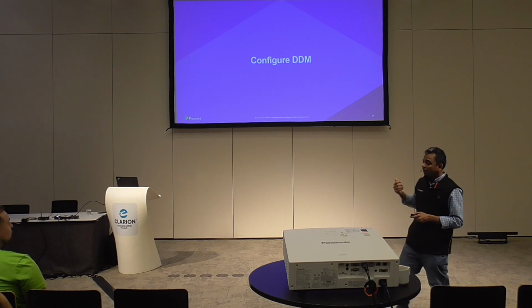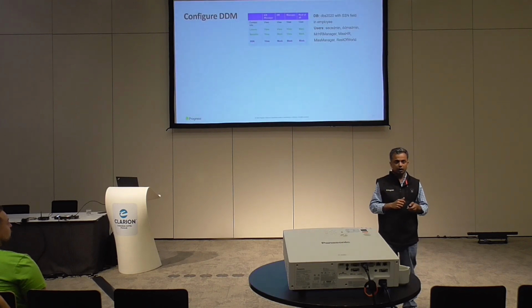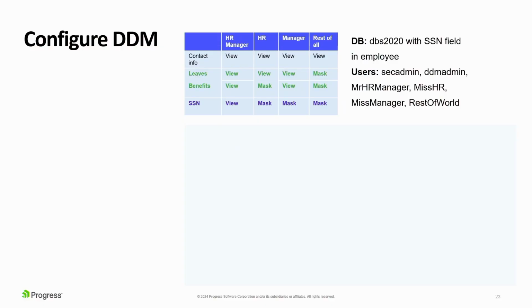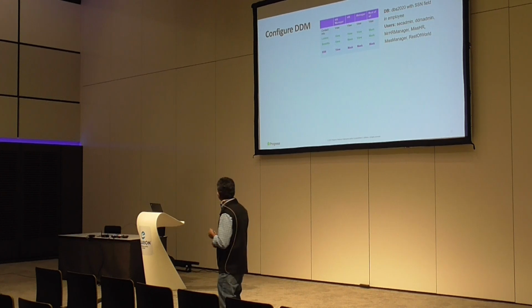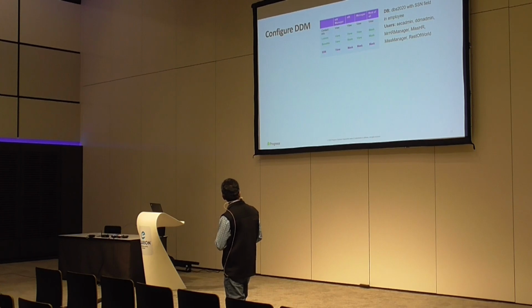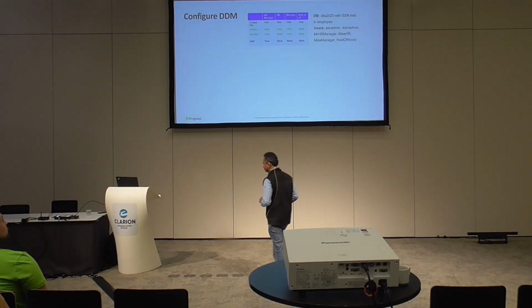Next, if we choose this, how can we configure DDM in a 12.8 database? For that, we have created the Sports2020 database. In this Sports2020 database, we have added an SSN field to the employee table. I have also created these additional users in the system: security admin, DDM admin, HR, and these others. Now let's see how this application looks first.